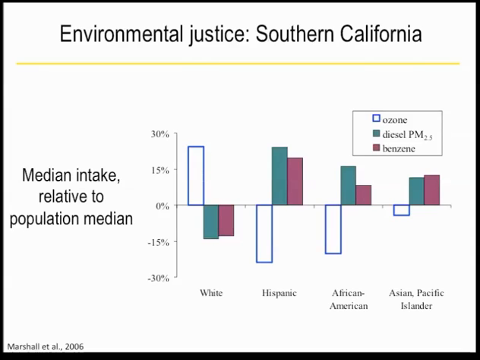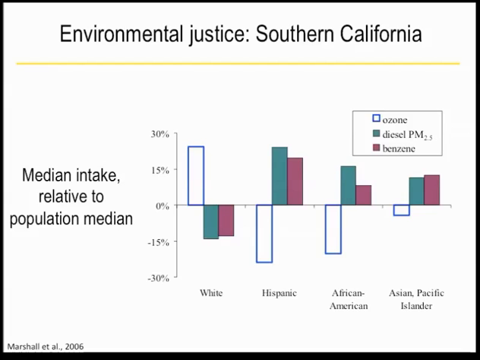So for diesel particles and benzene, whites have lower exposures, and non-whites have higher exposures. And for ozone, the reverse pattern holds. Whites have higher exposures, and non-whites have lower exposures. What's going on here? Whites are more likely to live in the suburbs, the surrounding areas. Yeah, ozone forms... Exactly. That's exactly right.